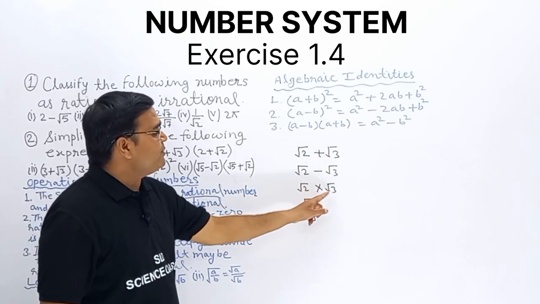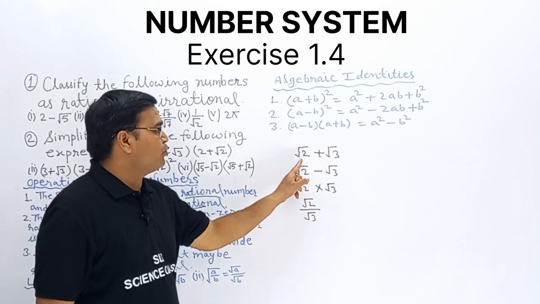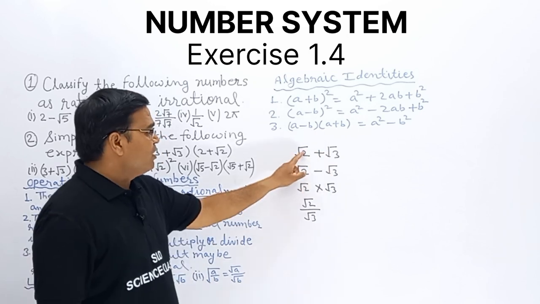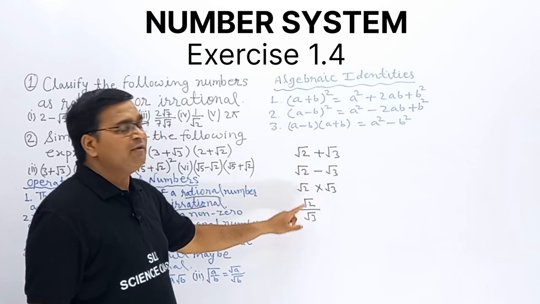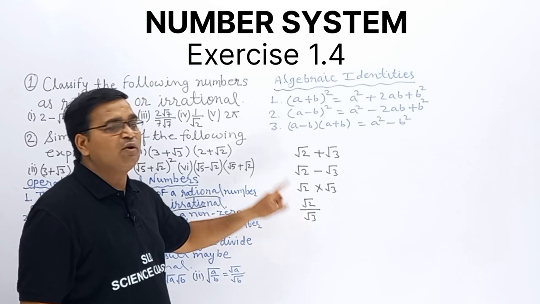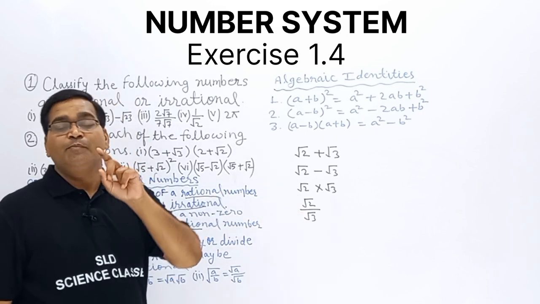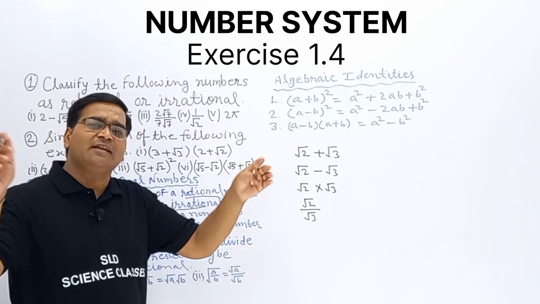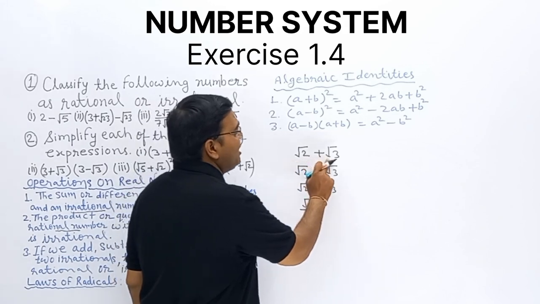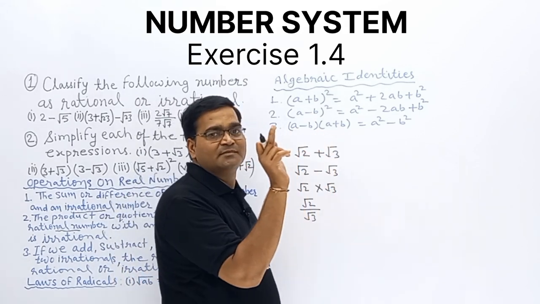Addition, subtraction, multiplication, division of two irrationals, such as root 2 and root 3. The result of adding, subtracting, multiplying, or dividing two irrationals may be rational, and it may also be irrational. Once we add both, what are we getting?